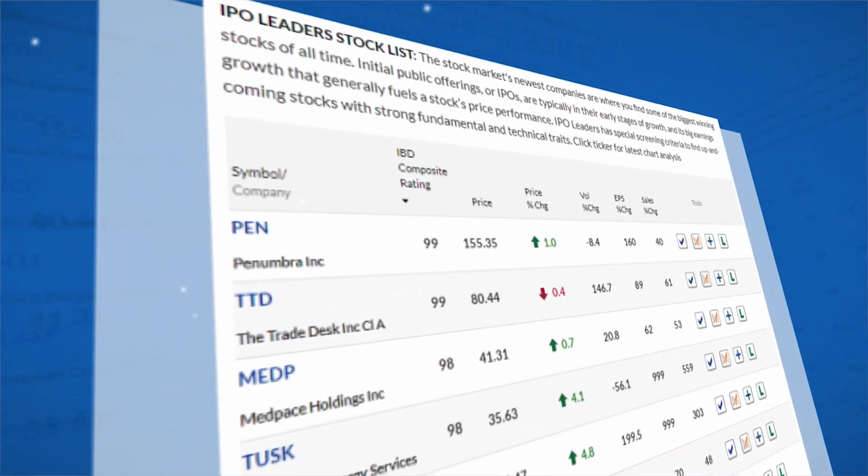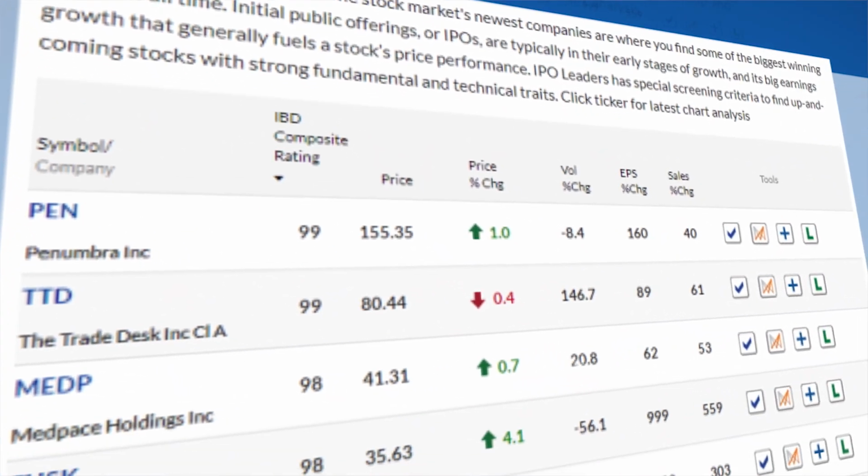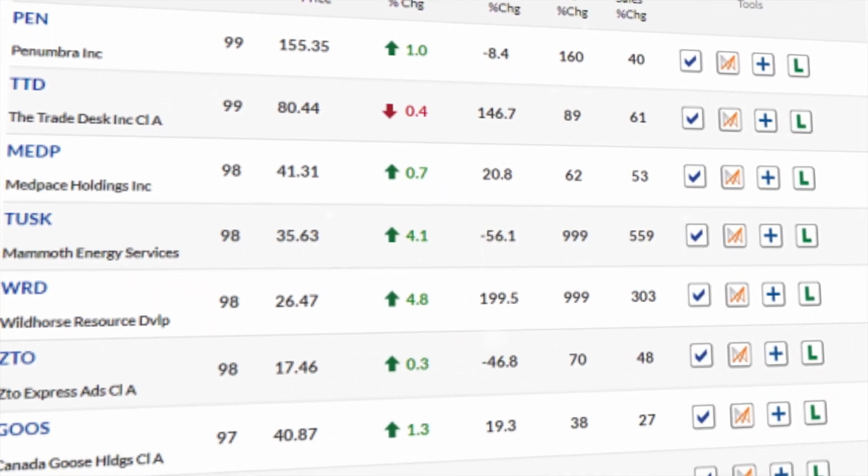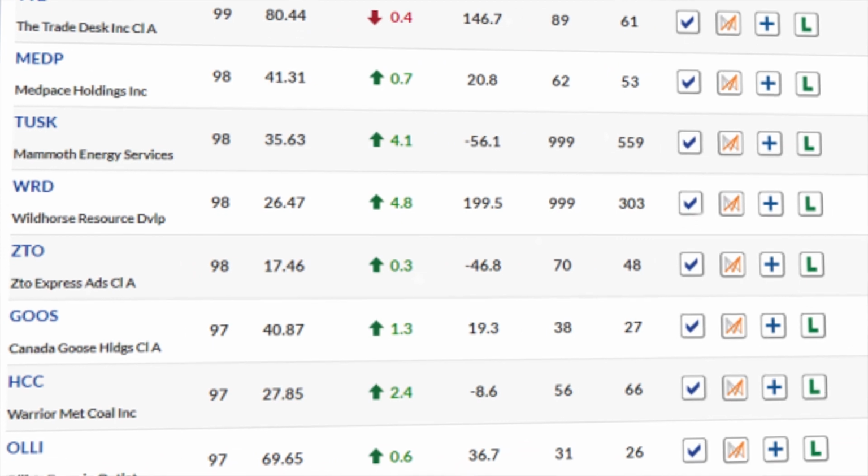The IPO leaders list is also a very important list for me. These are new companies that have recently come to market, and IBD tracks these companies over time, and that way I can go through this list and look for ideas and follow these IPOs through that process. So this list is an important part of our process as well because these are new companies and new ideas, and oftentimes these companies can be great investment opportunities.